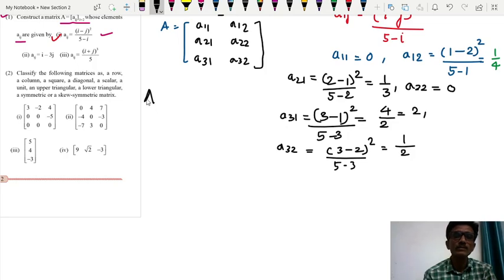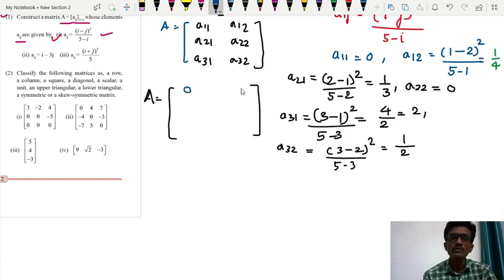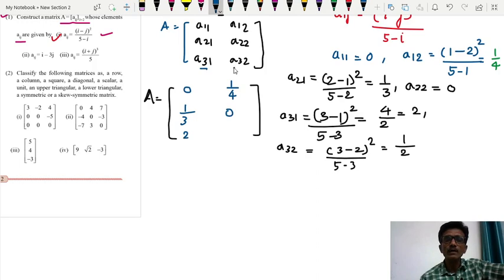What will be the required matrix? The required matrix A is equal to A11, which is 0, A12 is 1 by 4. Then A21 is 1 by 3, A22 is 0. A31 is 2, and A32 is equal to 1 by 2. This is our required matrix.